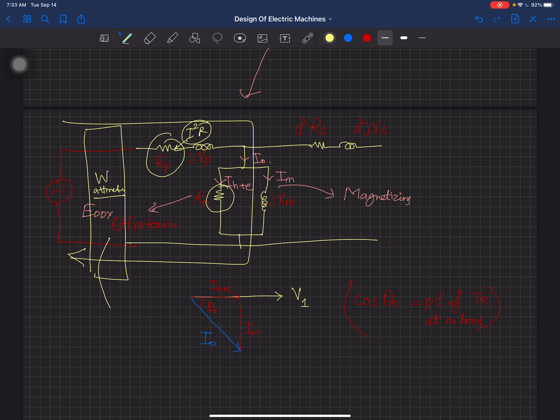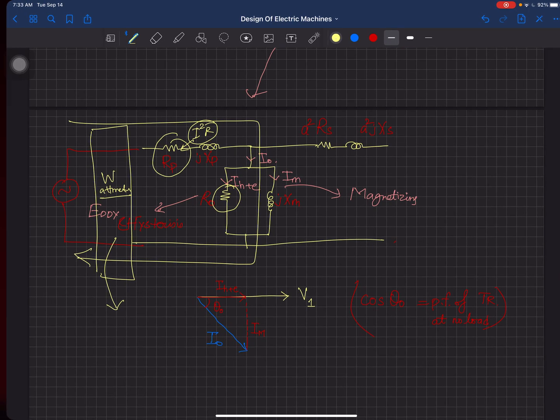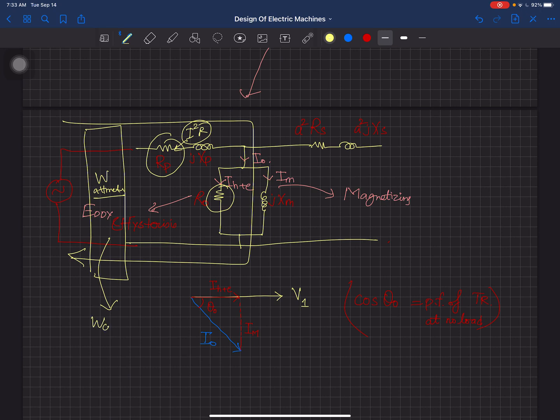So this watt meter reading gives us the core losses happening inside the core, which are the eddy and hysteresis losses, and we simply call them core losses. And since they work at a constant voltage, they will be constant.